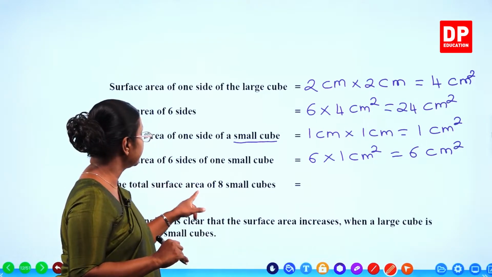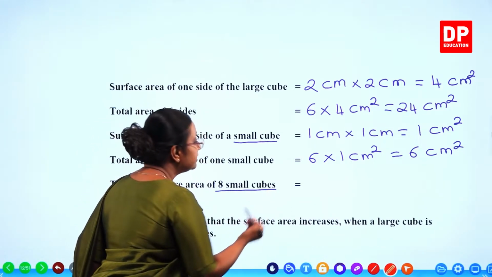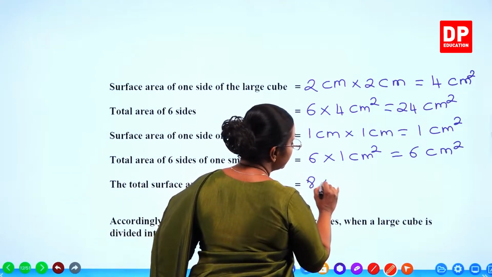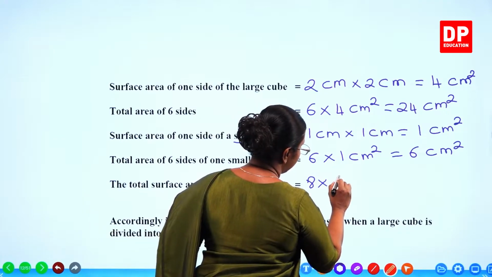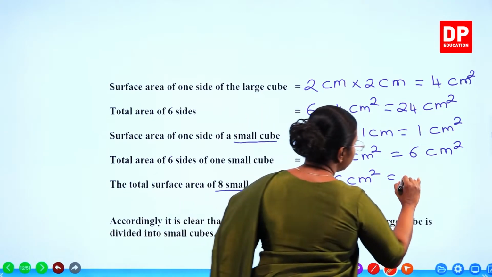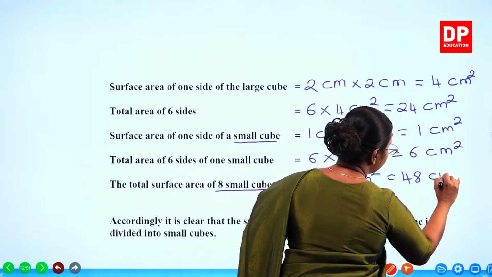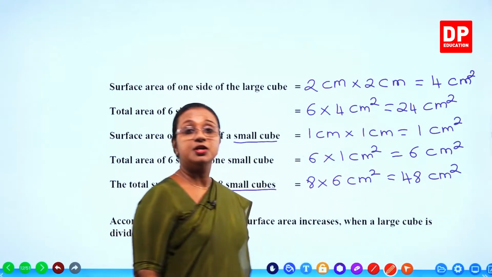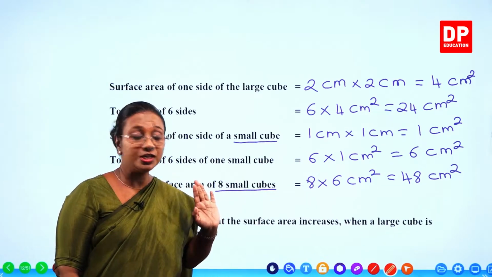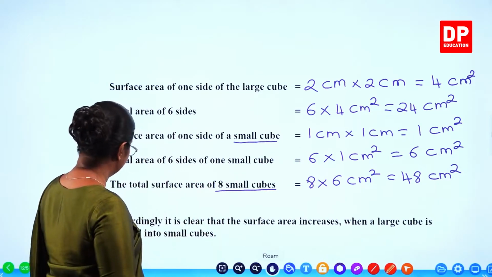And the total surface area of 8 small cubes. There are 8 small cubes, each one with a total surface area of 6 centimeter square. That is going to be equal to 48 centimeter square. Again, since I did the calculations before, I am sure you all can remember all the values.